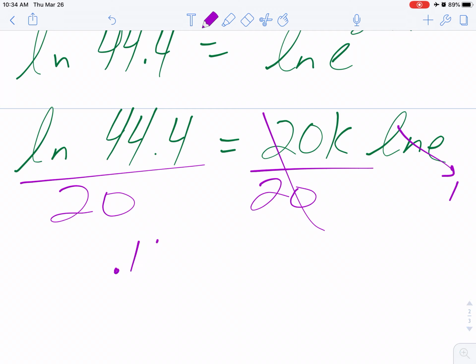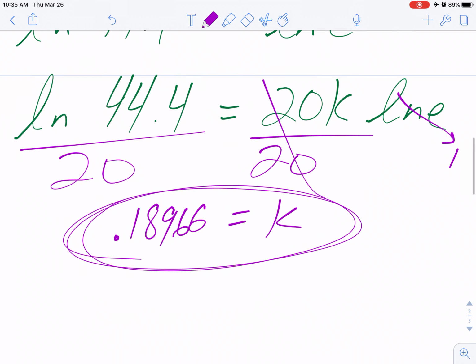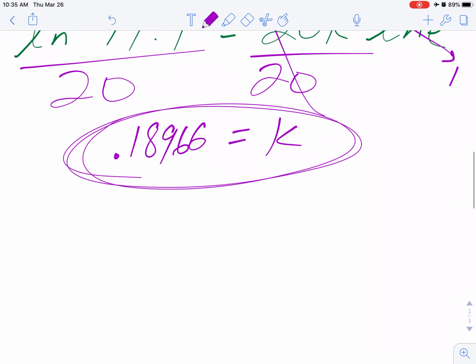I got 0.18966. I would caution you against rounding off too much. If you round off too much here in part A, your answers later on may be too far off. I'll just warn you of that. So 3 or 4, or in this case I went up to 5 decimal places.